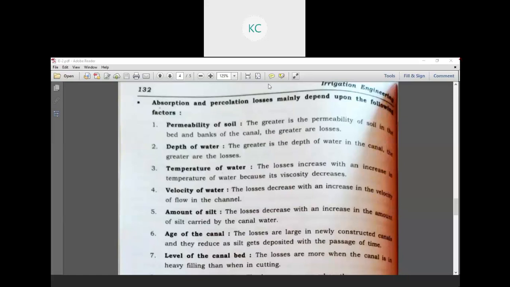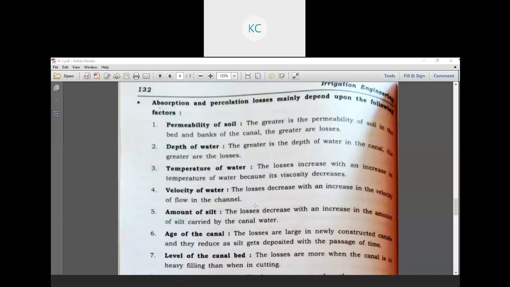Temperature of water: the losses increase with an increase in temperature of water because its velocity decreases. બરાબર. જેમ જેમ ટેમ્પરેચર વધે એમ એમ જે વોટરની જે વેલોસિટી છે એ ડિક્રીઝ થાય અને જેમ જેમ વોટરની વેલોસિટી ડિક્રીઝ થાય તો એ પર્ટિક્યુલર કેનાલમાં ઊભું રહી જાય અને વધારે જે લોસીસ છે એ પર્ટિક્યુલર સીપેજ લોસીસ એઝ વેલ એઝ ઇવાપોરેશન અને એબ્ઝોર્પ્શન લોસીસ થાય.